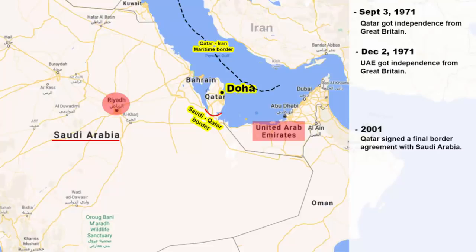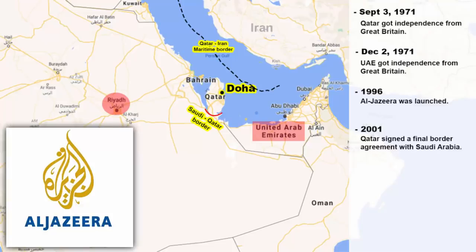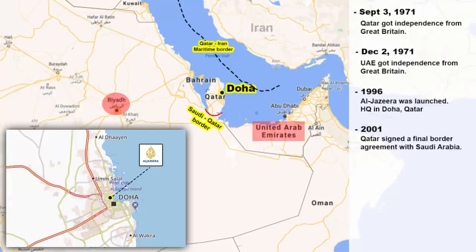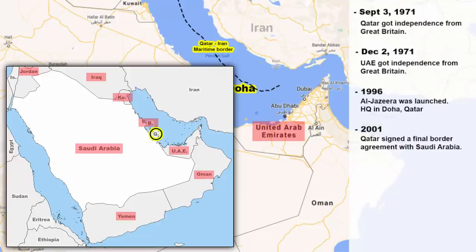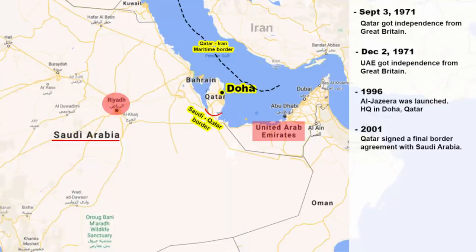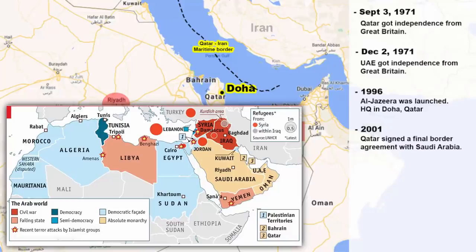But another reason behind the conflict between Saudi and Qatar was the launching of the satellite TV network called Al Jazeera in 1996. It is headquartered in Doha, Qatar. It became the first English language news channel to be headquartered in the Middle East. The Saudis and other Sunni Arab nations' governments view Al Jazeera's reporting as politically motivated in causing instability in the region. In fact, the 2011 Arab Spring movement was widely reported by this news channel.